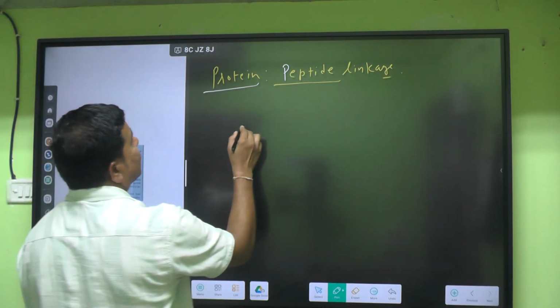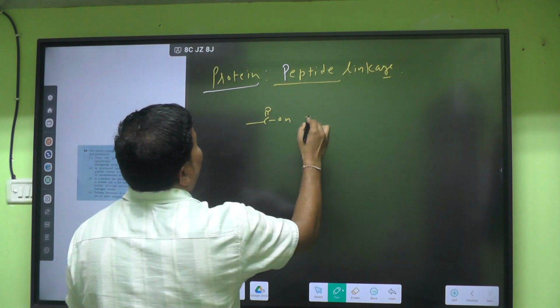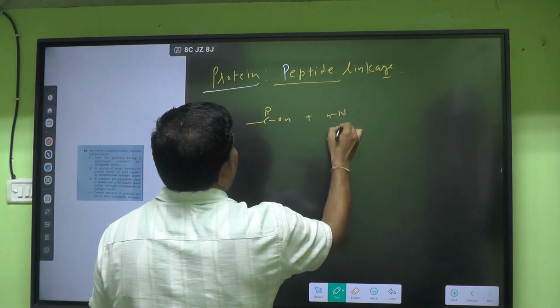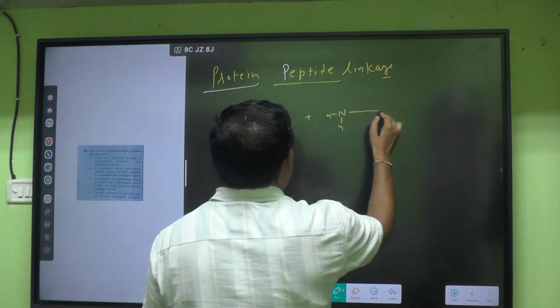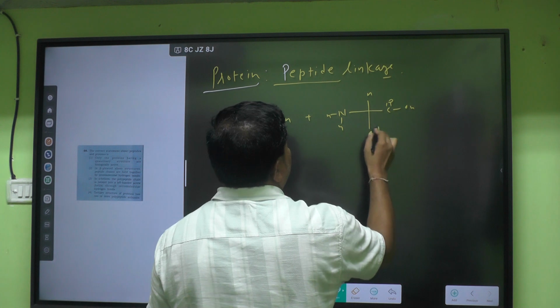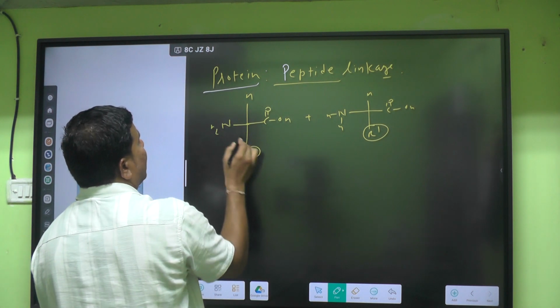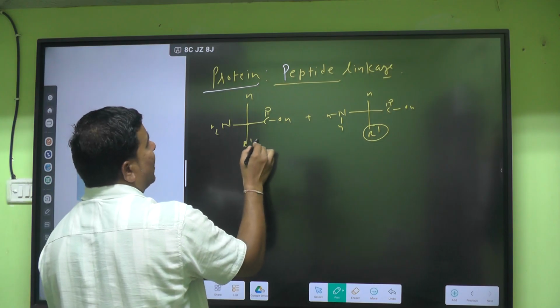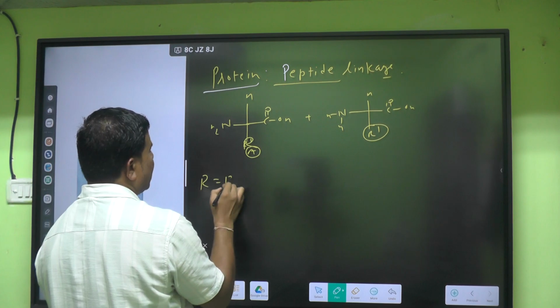What is peptide linkage? Every amino acid has an acid group and an NH2 group, and another amino acid has an NH2 group. It is one amino acid with C double bond O H, hydrogen, R group. Here it is R dash group. Now here it is hydrogen, NH2, R group. R is not equal to R dash.